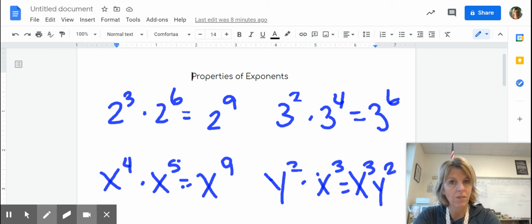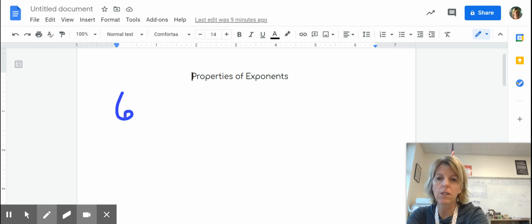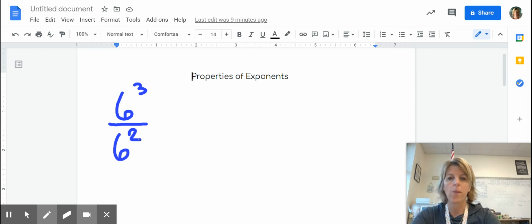All right? 2 skills done. 2 to go, right? We're halfway there. The next one is dividing. So dividing would look like this: if I had something like 6 to the third divided by 6 squared. Fractions are division problems, that's what they are. So let's say I'm dividing.